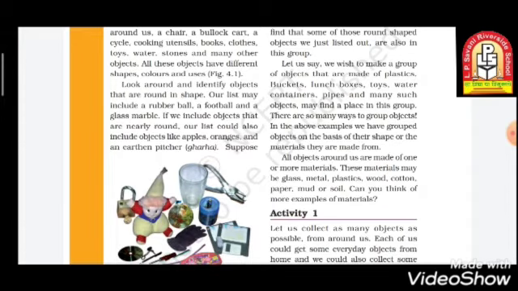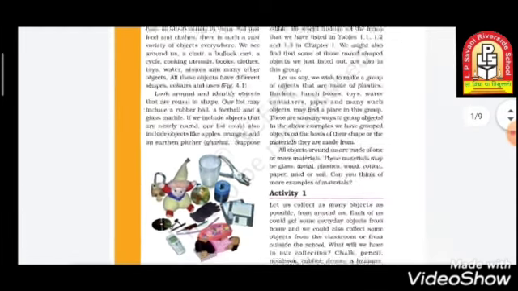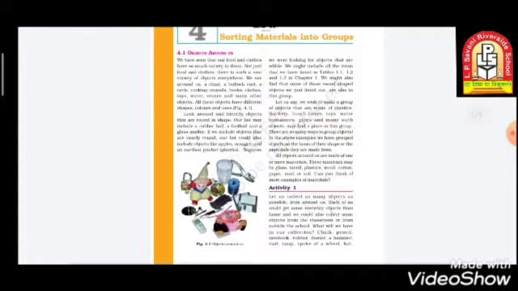Our list may include a rubber ball, a football, and a glass marble. If we include objects that are nearly round, our list could also include objects like apple, orange, and earthen pitcher, which is also called gagar. So basically we have so many things around us, and we come across many objects in our day-to-day life. So how do we sort these things? We can sort with the help of shape, with the help of color, and many other things.